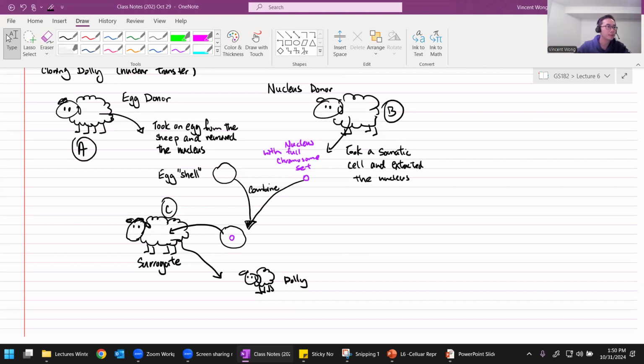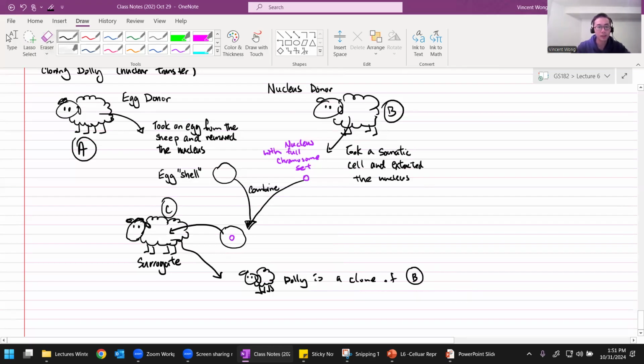Okay, well, let me share the results. The correct answer is the nucleus donor, right? Because that's the only sheep out of the 3 that is providing the genetic material. A didn't provide any genetic material. It provided the eggshell, but the nucleus was removed, so there is no DNA in it. The surrogate provides the womb, also no DNA. So Dolly is a clone of B.